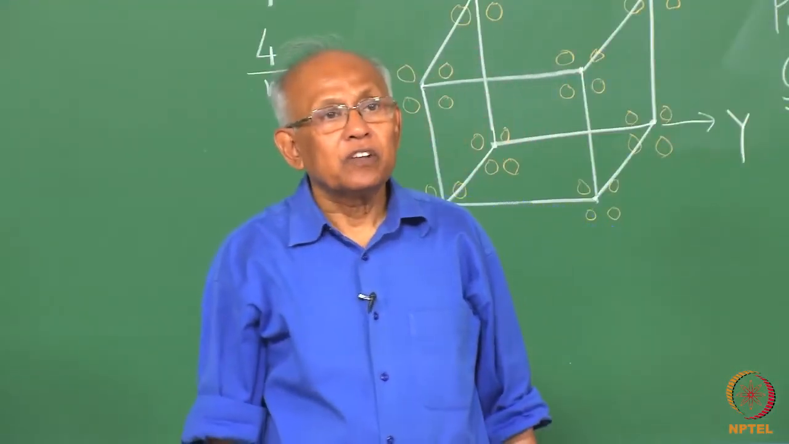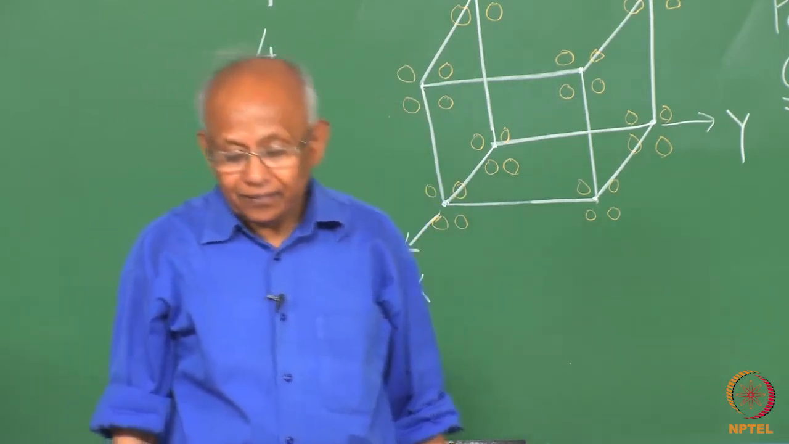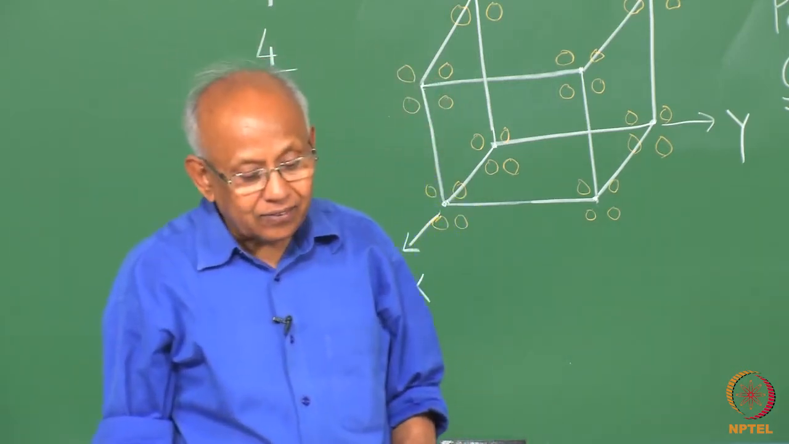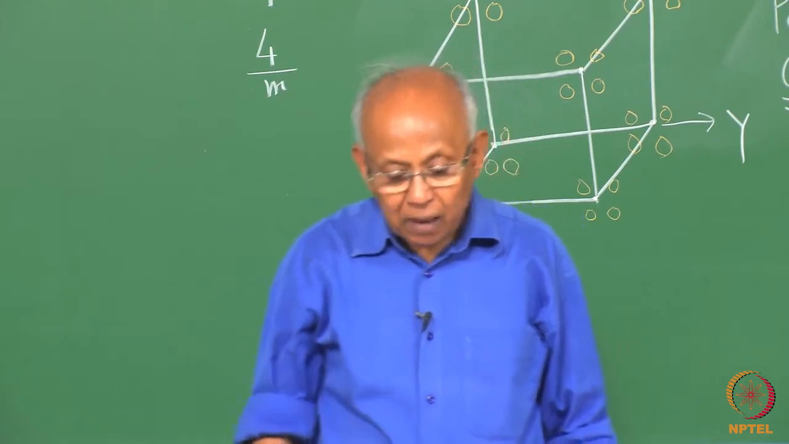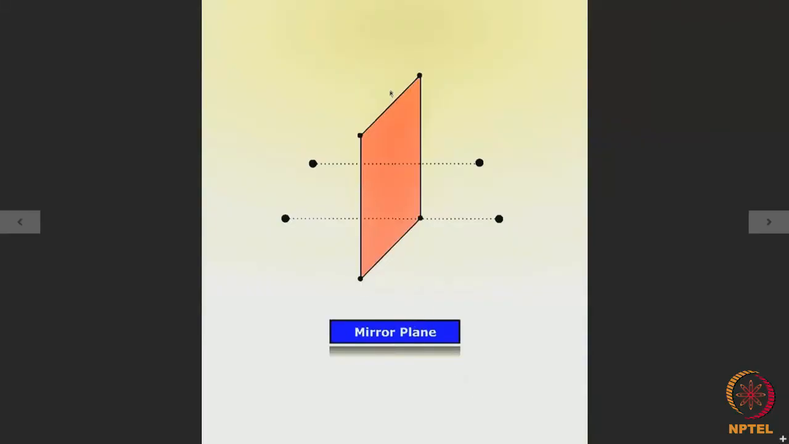Now, so far as point groups are concerned, the symmetry elements can be thought of as operators. What is meant by an operator? Say, for example, if we take a plane of symmetry or a mirror plane as shown here, if there is a point on the left hand side, by reflection through the mirror, another point will be produced on the other side at equal distance from the mirror. Again, if you have a point here, by reflection through the mirror, at exactly the same distance on the opposite side, another point is created.